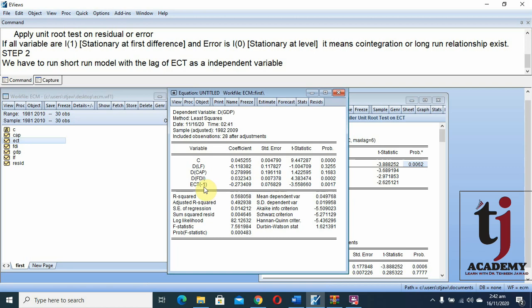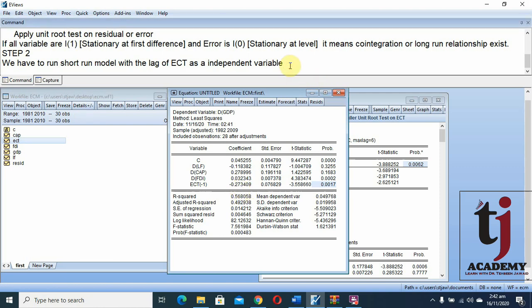Here we can see that ECT has a negative sign and it is also significant. It means the long run adjustment would be possible. These coefficients show the short run coefficients because all variables are in difference form. The coefficient of the ECT term is negative and the probability shows it's significant. It means the long run adjustment would be possible.